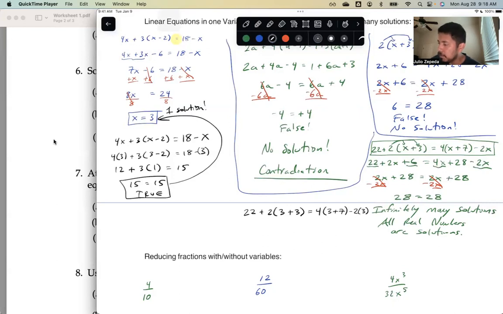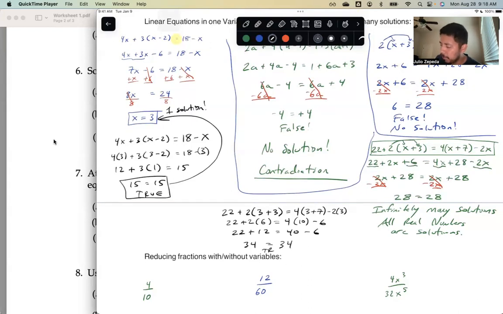And let me just move this over so I'm not so close. Okay, so using the order of operations, I'll do whatever's in the parentheses first. 3 plus 3, 3 plus 7. And I'll do a little bit of multiplication here at the same time. 2 times 3 is 6. So this is 22 plus 12 equals 40 minus 6. 22 plus 12 is what? 34. And 40 minus 6 is 34.